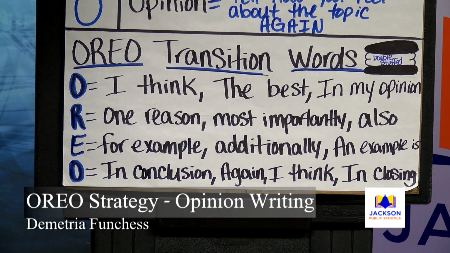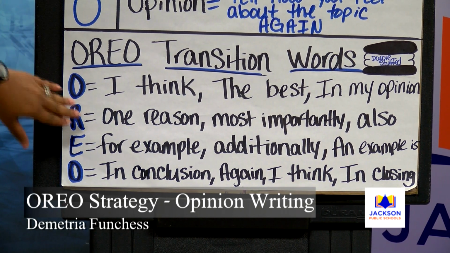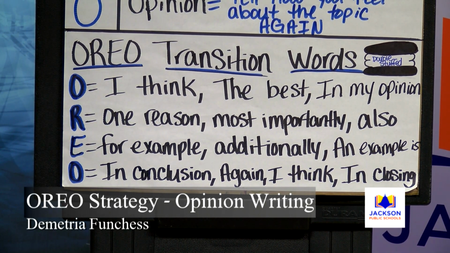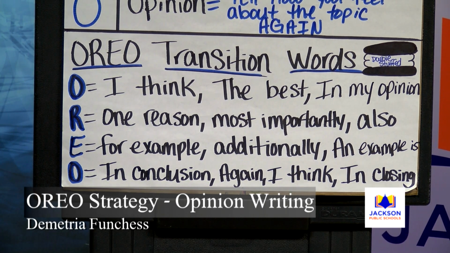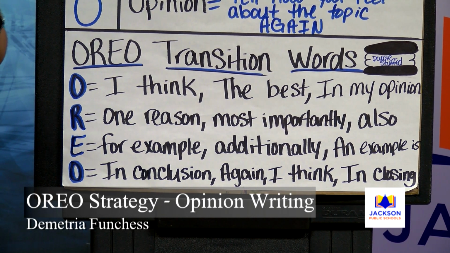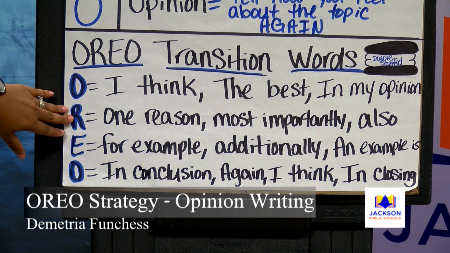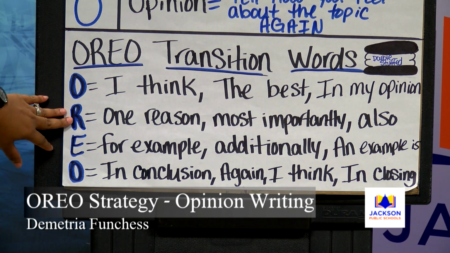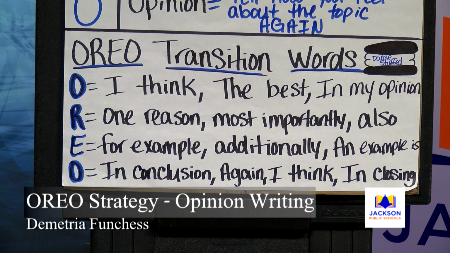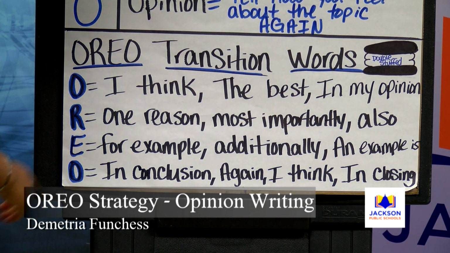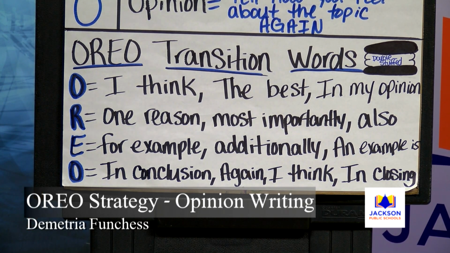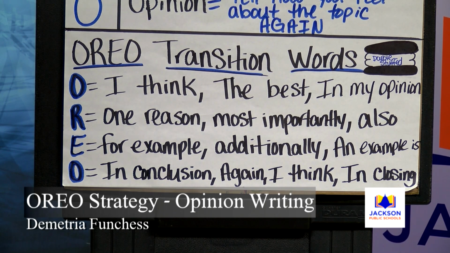The next step is the R for reason again, and some transition words you can use are also, most importantly, one reason, another reason, and in this stage of Oreo opinion writing, you can list more than one reason. That's perfectly okay. The next stage of opinion writing for Oreo strategy is the E, and some transition words you can use are, for example, additionally, an example is, and you can keep going, another example.